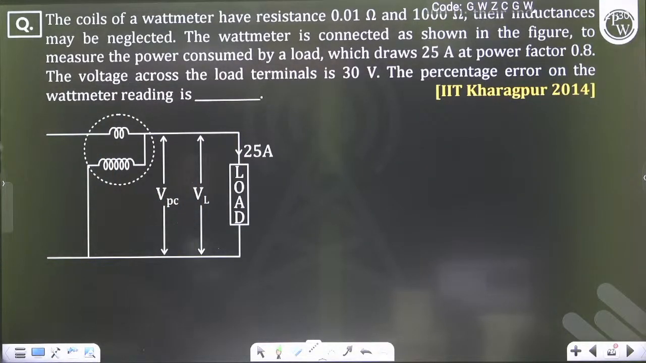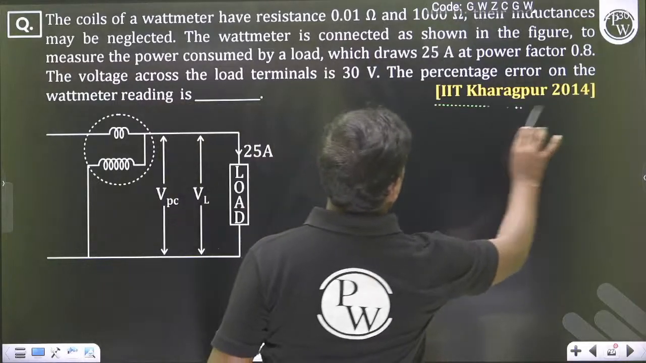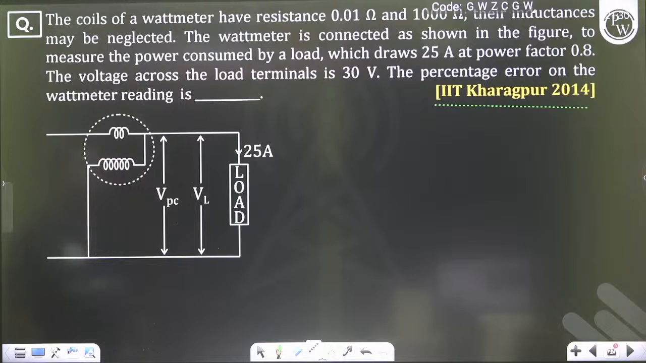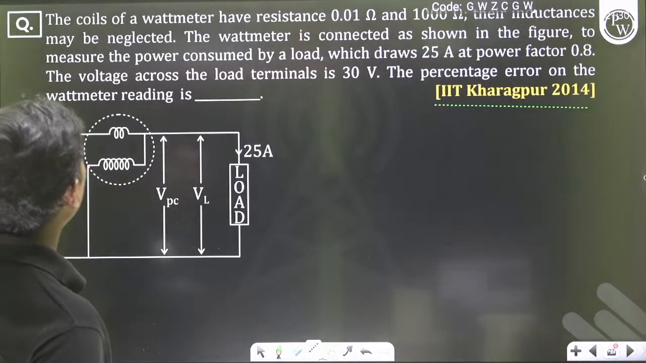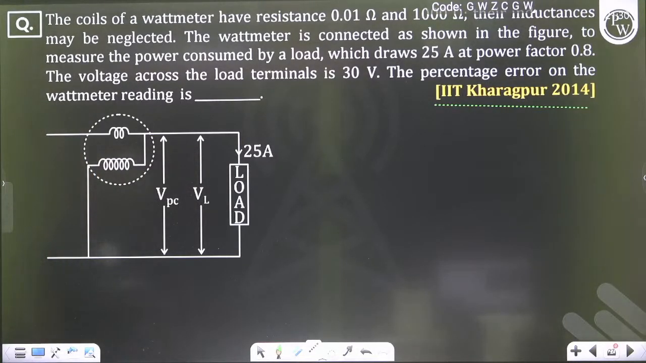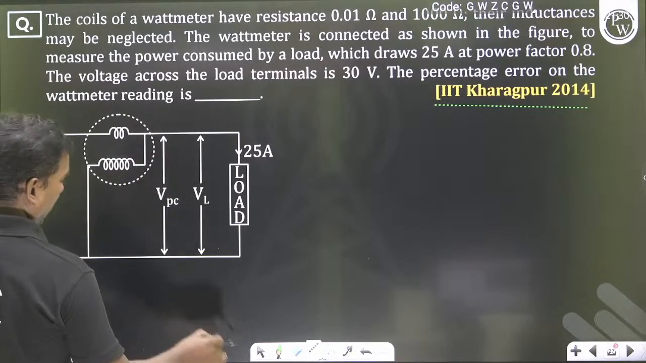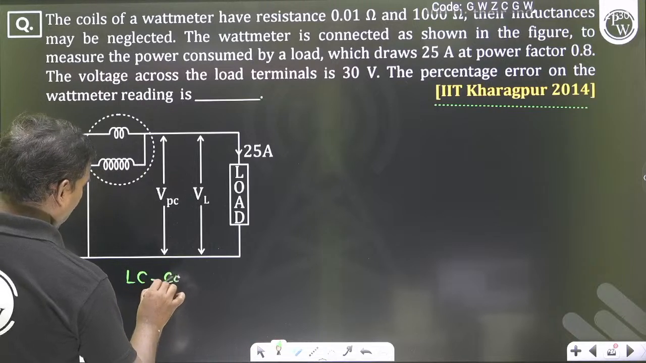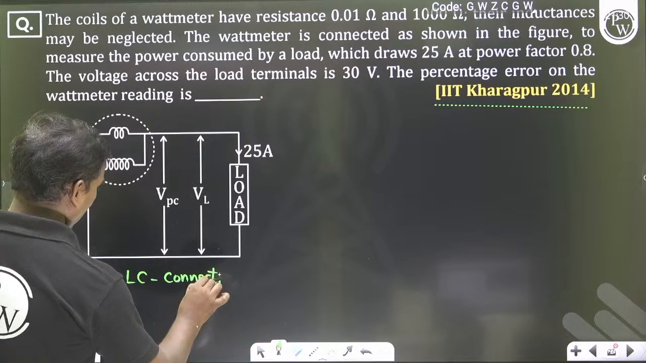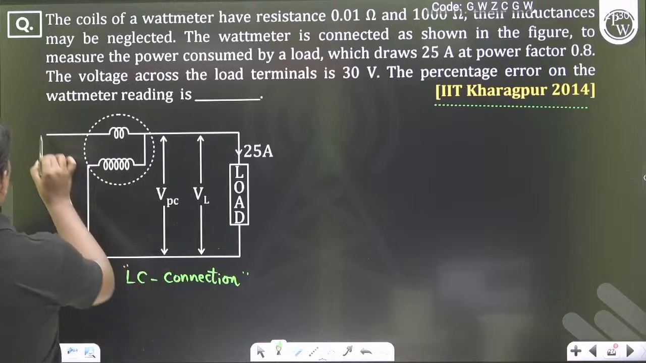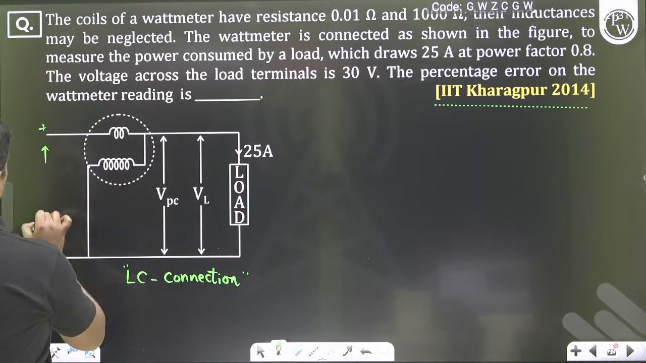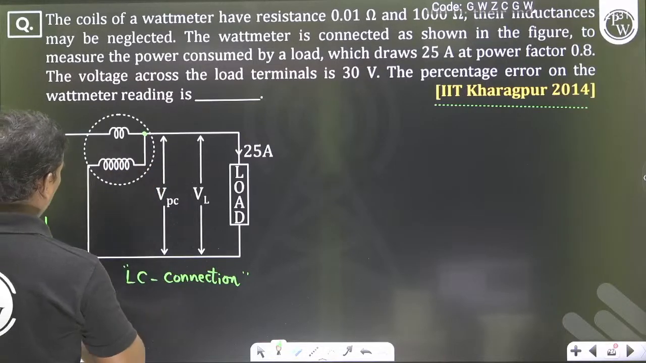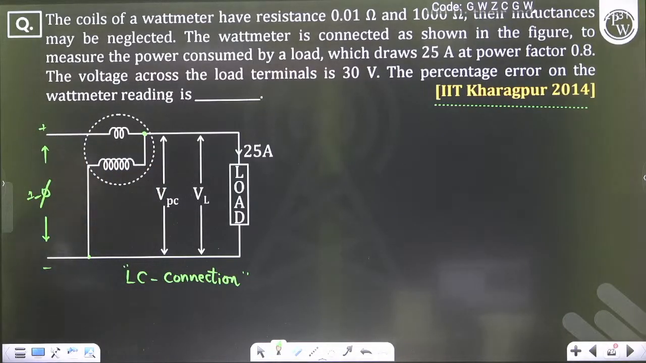इसका आंसर बताइए। IIT खड़गपुर 2014 का सवाल है। The coils of a wattmeter have resistance 0.01 ohm and 1000 ohms. Then inductance may be neglected. The wattmeter is connected as shown in the figure. So this is what connection? This is LC connection. This is a mains, but this is connected here, so it is an LC connection, load side connected.